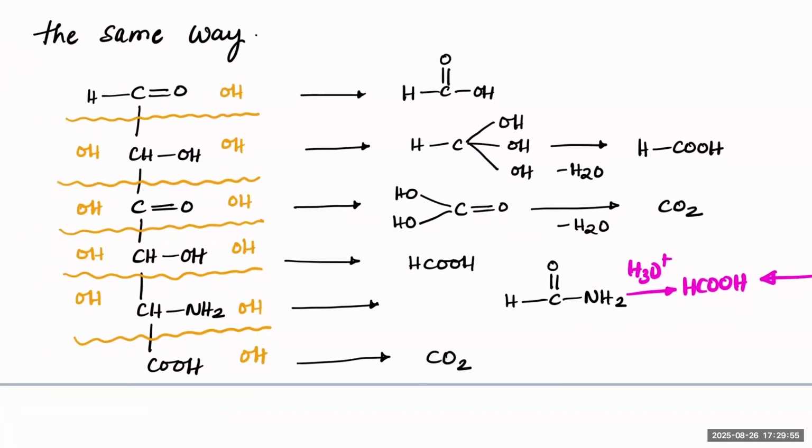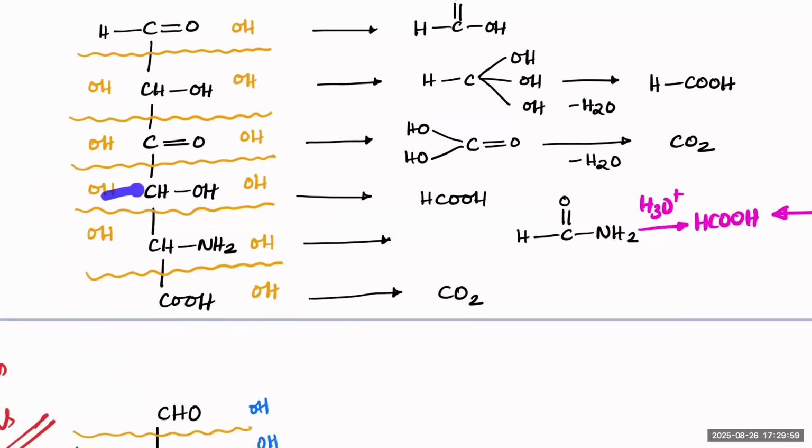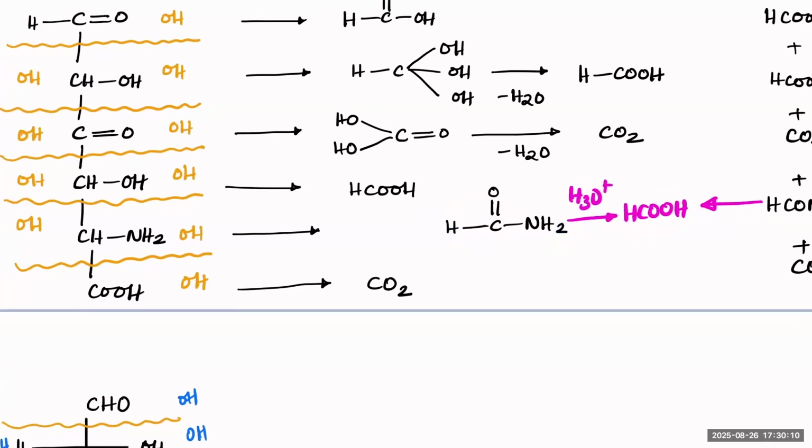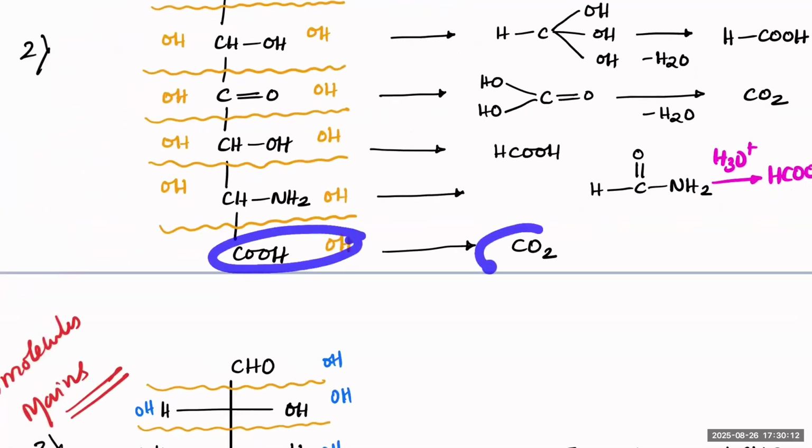Because OH will be removed as water. C double bond O will be left, plus water. Yes, this will convert into acid. If you have NH2, this is amide, and amide on hydrolysis will again convert into acids. And the last one also converts into carbon dioxide.